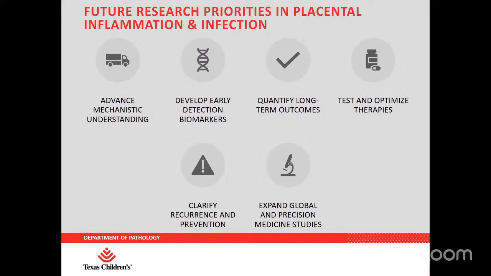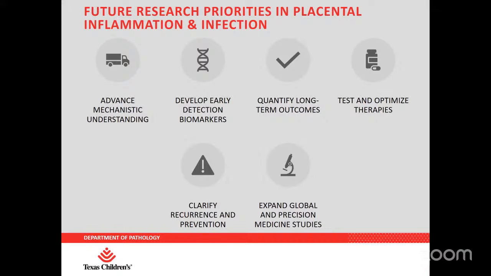Another area of growing importance is biomarker discovery. Identifying circulating or placental tissue markers could enable early or even antepartum detection of inflammation long before complications arise. At the same time, we need to continue defining the long-term consequences, not only for survival, but also for neurodevelopment, growth, and chronic disease risk in later life.